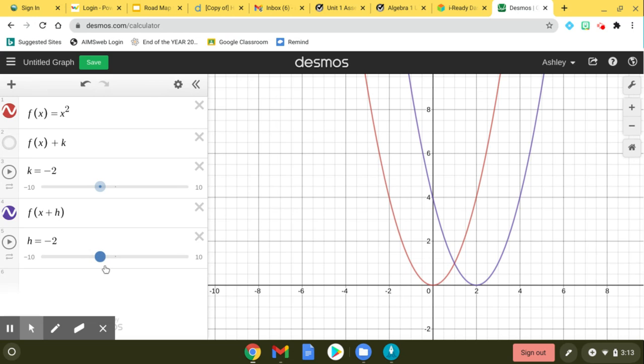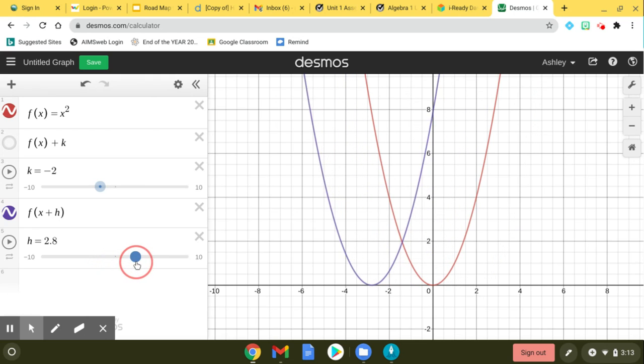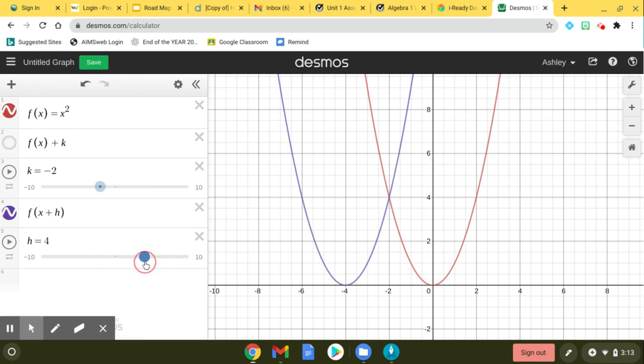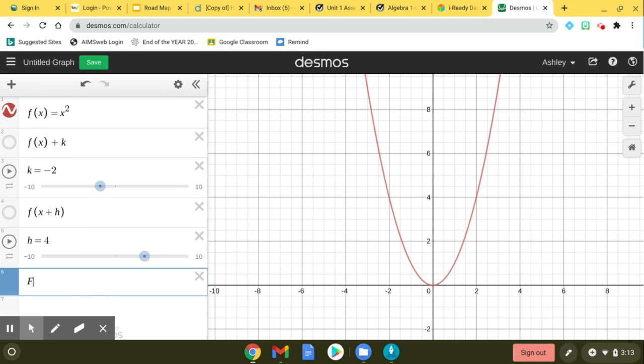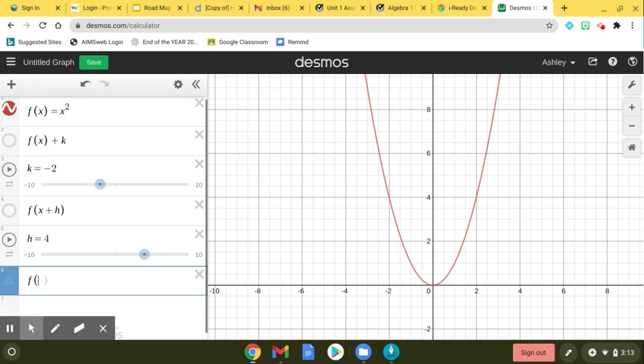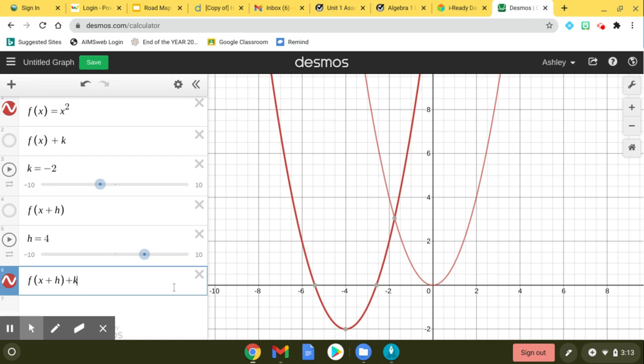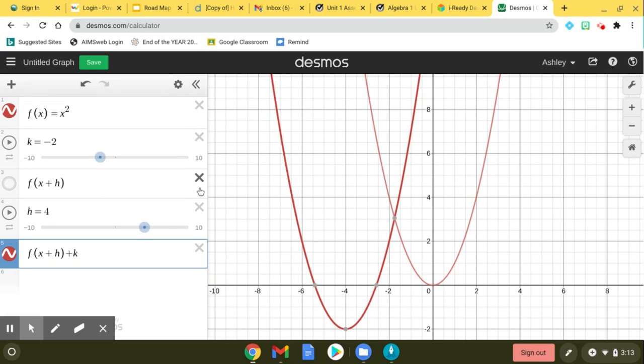If I want to shift it to the left 4, that means I'm actually going to be adding 4 to my x value, because I'm taking the previous outputs and now putting them at a new spot. And I can do both at the same time. So if I have f of x plus h plus k, notice how it's using the k and the h from before.